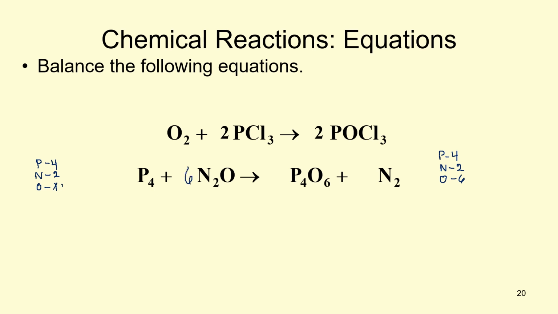So now I have 6 O's, but I've also now got 12 nitrogen. So if I want to get 12 on the right, I'm going to have to multiply that by 6. And I believe the P's are still balanced, so that fixed everything.